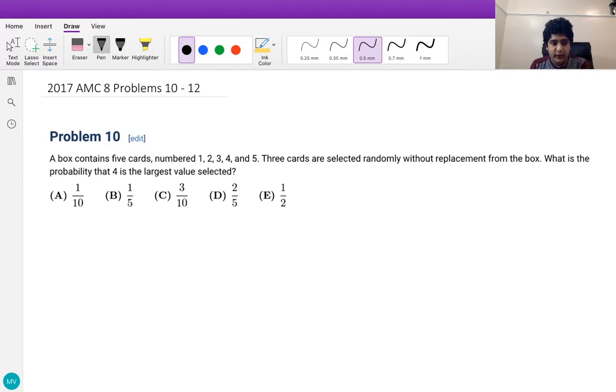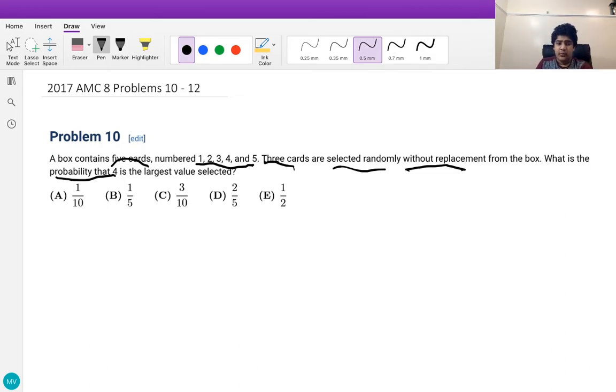Today, we'll be solving the 2017 AMC 8, problems 10 through 12. Problem 10. A box contains 5 cards, numbered 1, 2, 3, 4, and 5. These 3 cards are selected randomly without replacement from the box. What is the probability that 4 is the largest value selected?